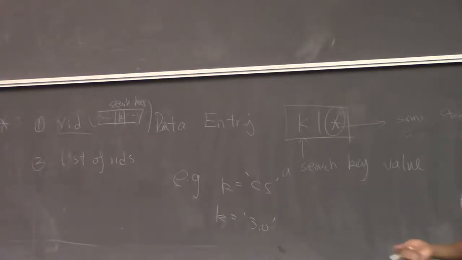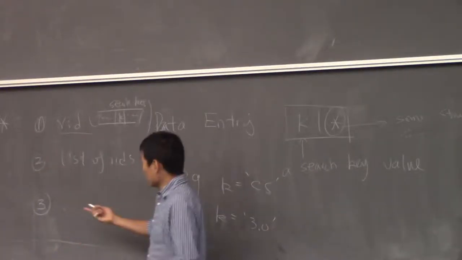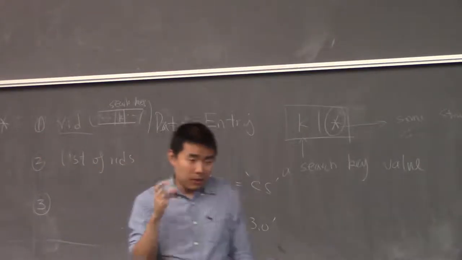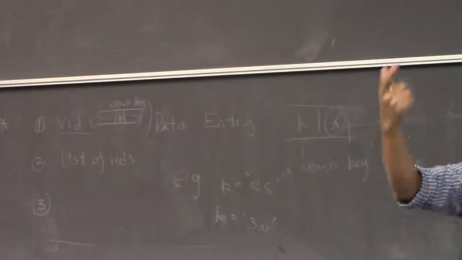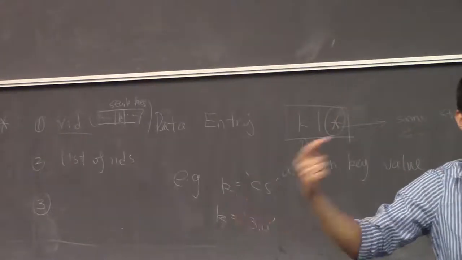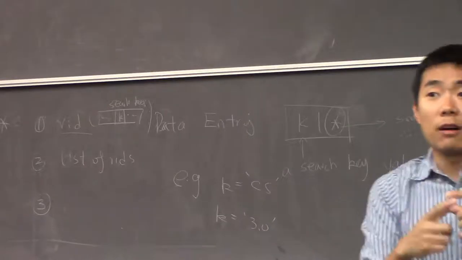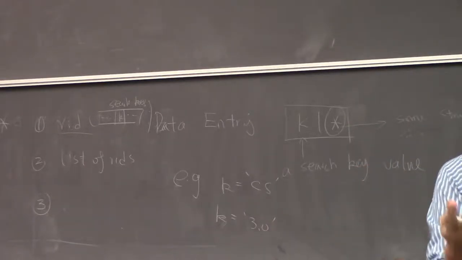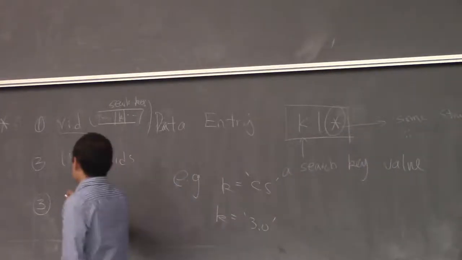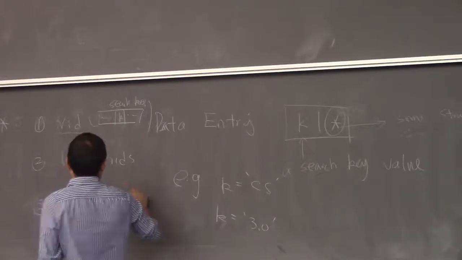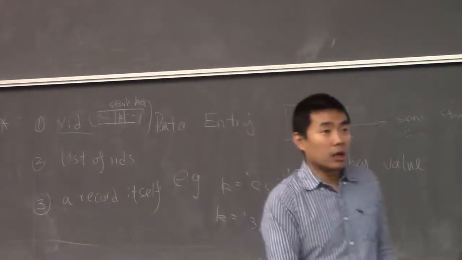You follow me? What about the last possible option? Well, remember, we say the data entry is really a structure that allows you to retrieve the record with the search key value k. So I can use RID, I can use a list of RIDs. I could also use the record itself. Because if my data entry is the record itself, yes, it does give me a way to retrieve the record, right? Obviously. So this could be the record itself. Okay, so those are the three possible alternatives for the data entry.